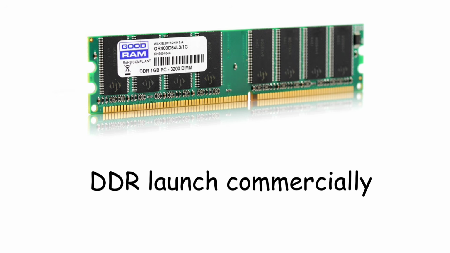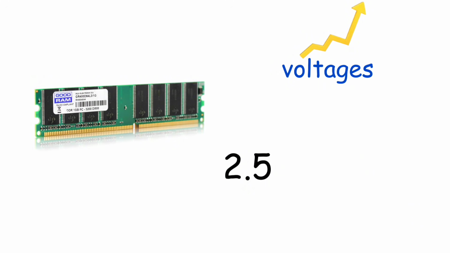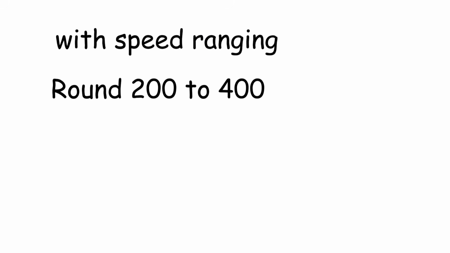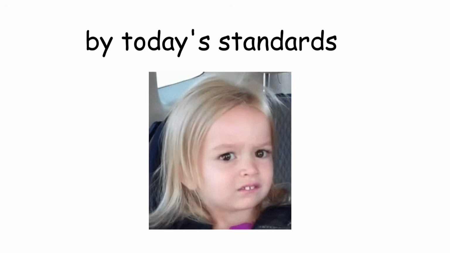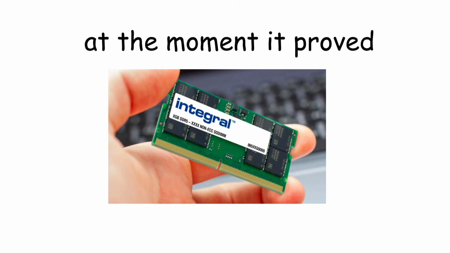DDR launched commercially around 2000, running at voltages between 2.5 and 2.6 volts, with speeds ranging from around 200 to 400 megatransfers per second. By today's standards, it's incredibly slow, but at the time, it was a genuine performance revolution. And the moment it proved the concept worked, the industry started asking, how do we push this further?